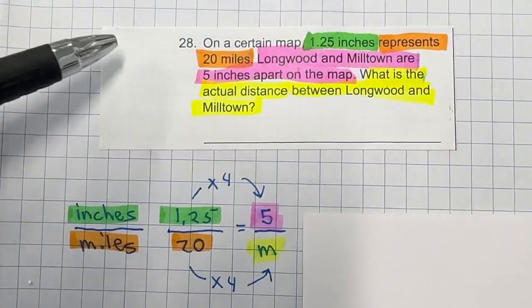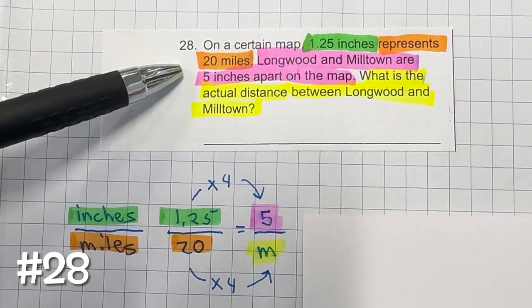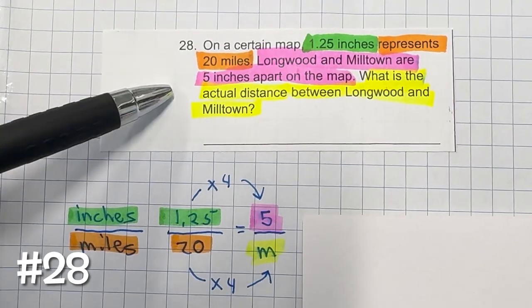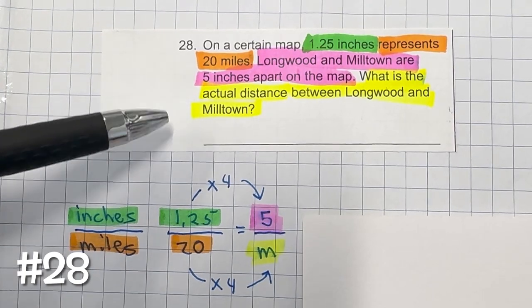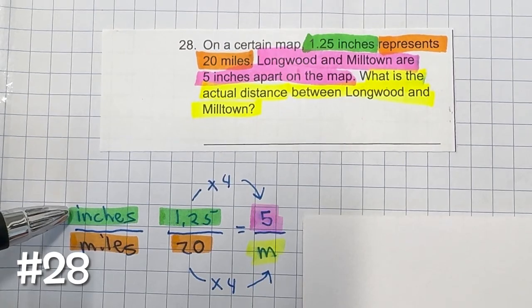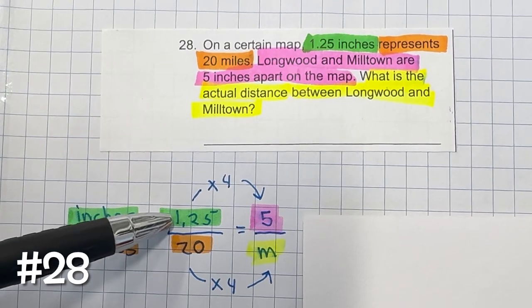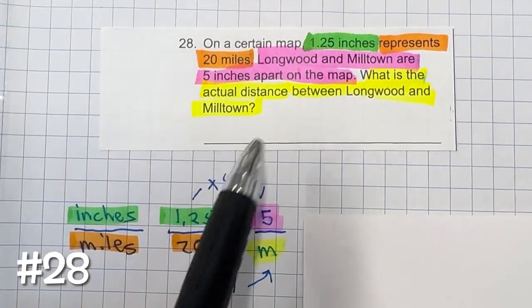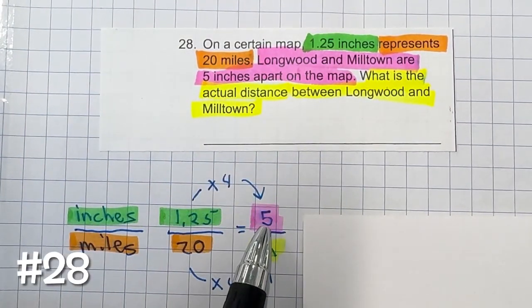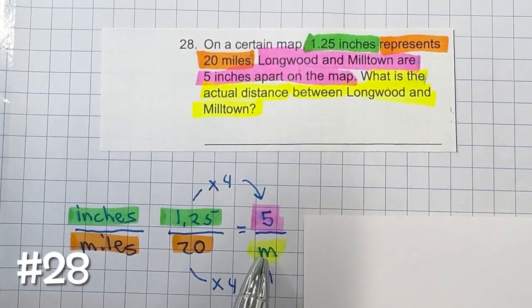Number 28, on a certain map, 1.25 inches represents 20 miles. Longwood and Milltown are 5 inches apart on the map. What is the actual distance between Longwood and Milltown? So we have inches to miles, and we know that 1.25 inches represents 20 miles. And we know Longwood and Milltown are 5 inches apart on the map. So again, we're lining up inches to miles. And we don't know the actual distance in miles, so that's what we need to find.